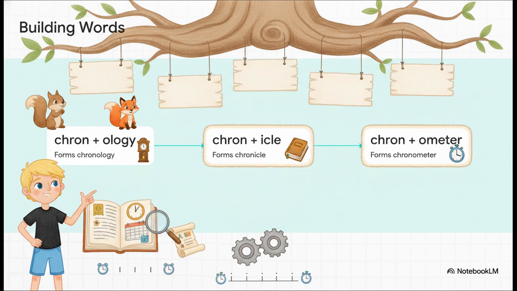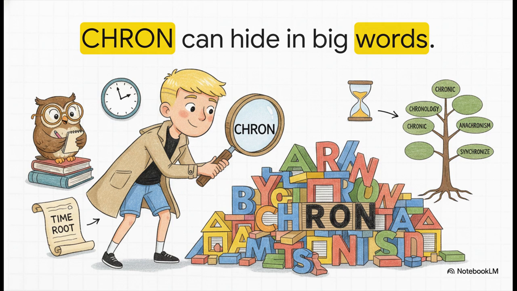Chron plus ology equals chronology. Chron plus ical equals chronicle. Chron plus ometer equals chronometer. When you start seeing words not as giant blocks of letters but as modular puzzle pieces, your reading comprehension is absolutely going to soar.